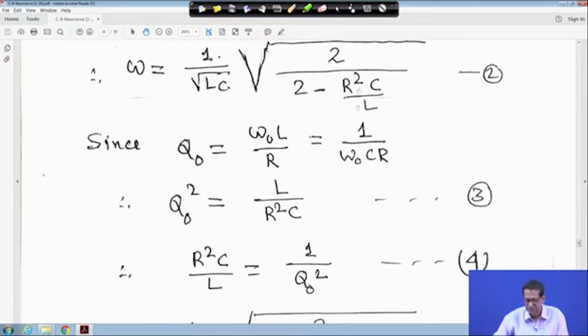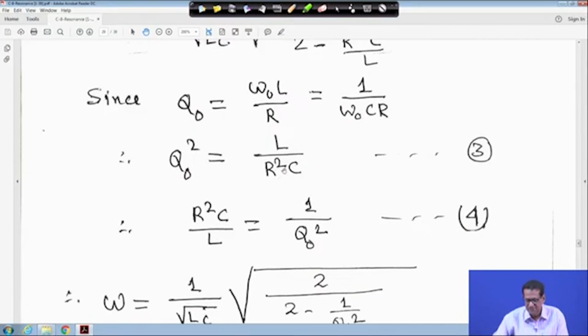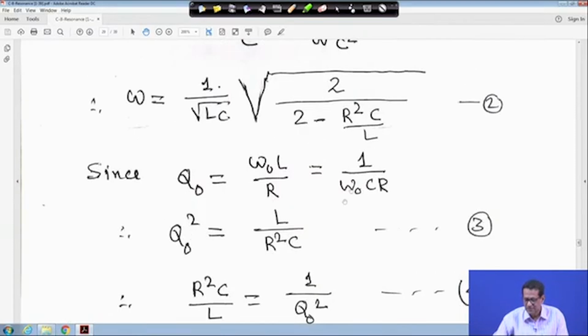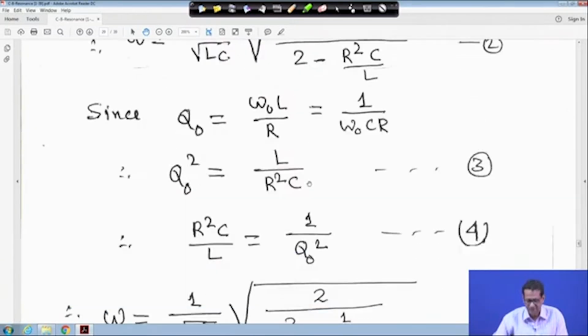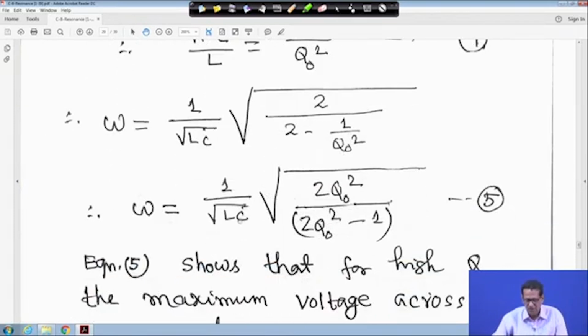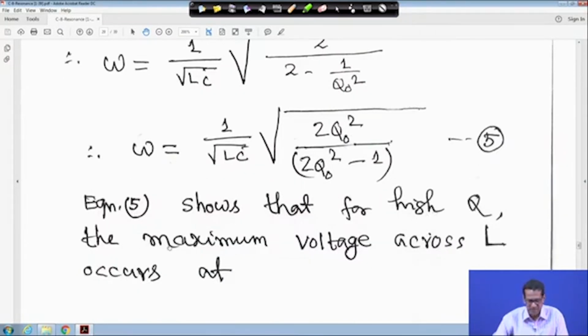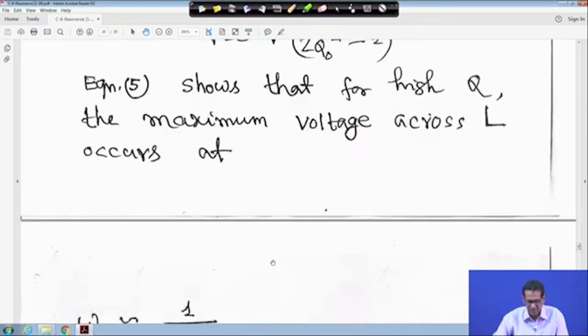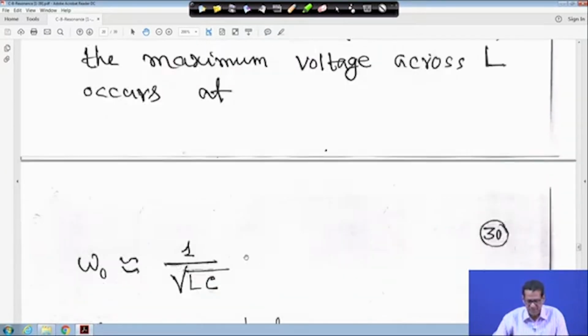That means this term, R square C upon L, is equal to 1 upon Q0 square. So here you put 2 minus 1 upon Q0 square. All these things were previously derived. So upon substitution, my omega is equal to 1 upon root over LC times root over 2Q0 square upon (2Q0 square minus 1). So equation 5 shows that for a high Q, the maximum voltage across L occurs at approximately omega 0, 1 upon root over LC.